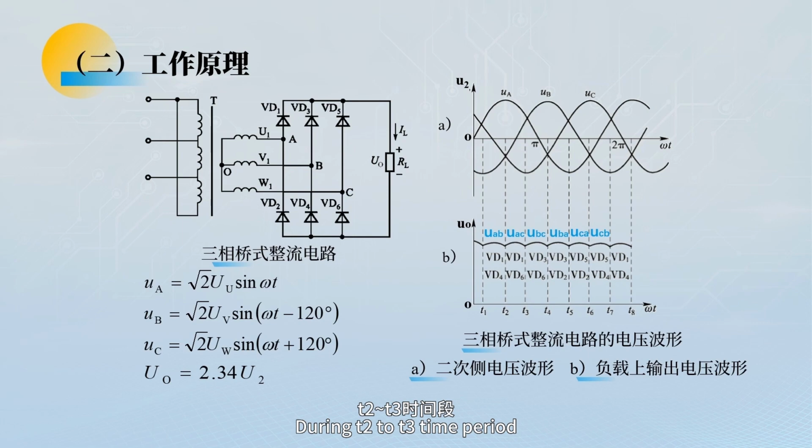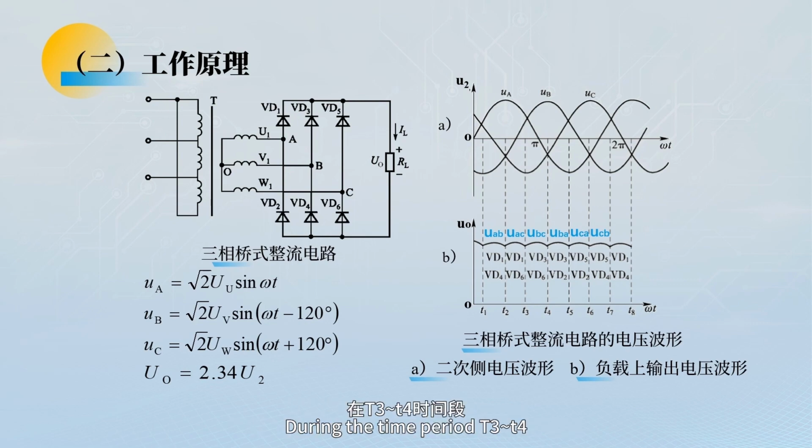During T2 to T3 time period, the A phase potential is the highest and the C phase potential is the lowest. VD1, VD6 conduct, and the rest of the diodes cut off. The current flows from point A through VD1, RL, VD6, and finally back to point C. The output voltage on the load is UO equals UAC.